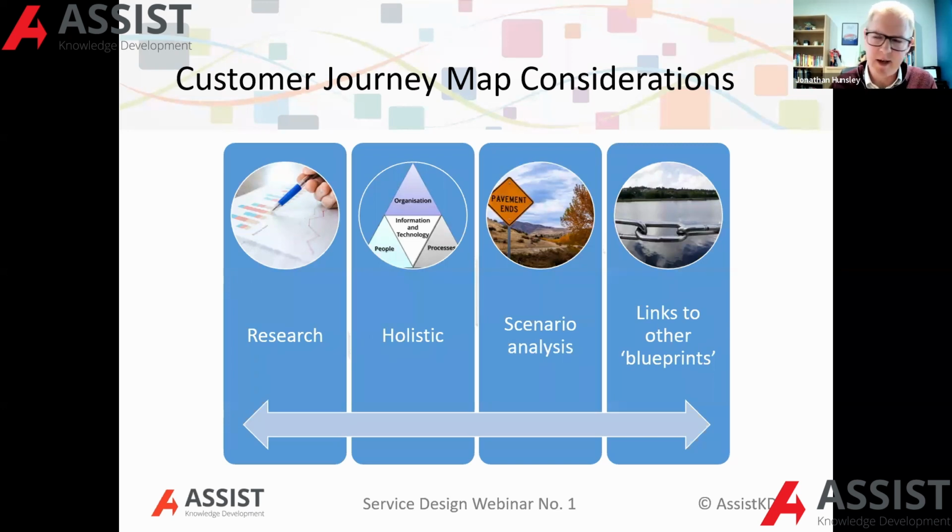Some people will mix up the customer journey map with what I'll describe as a service blueprint. And the two techniques are related, but are distinct and separate. The service blueprint includes the back office activities that underpin each of the touch points, whereas the customer journey map purely shows the customer facing activities and perceptions.